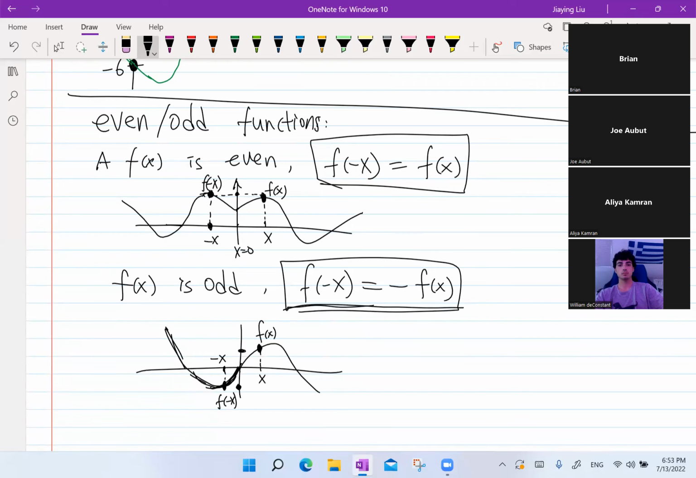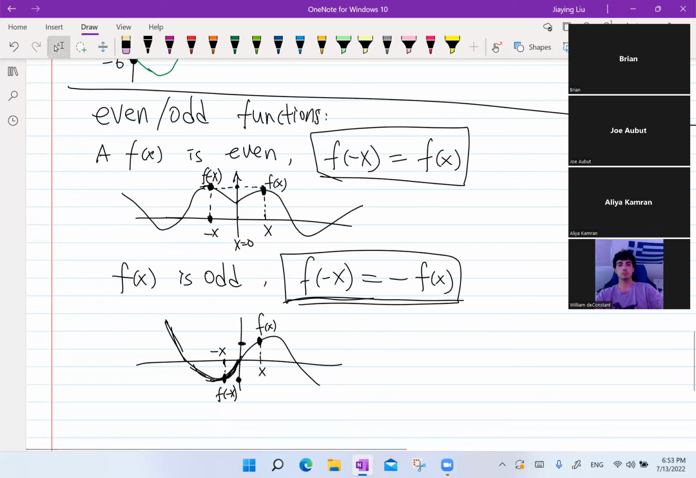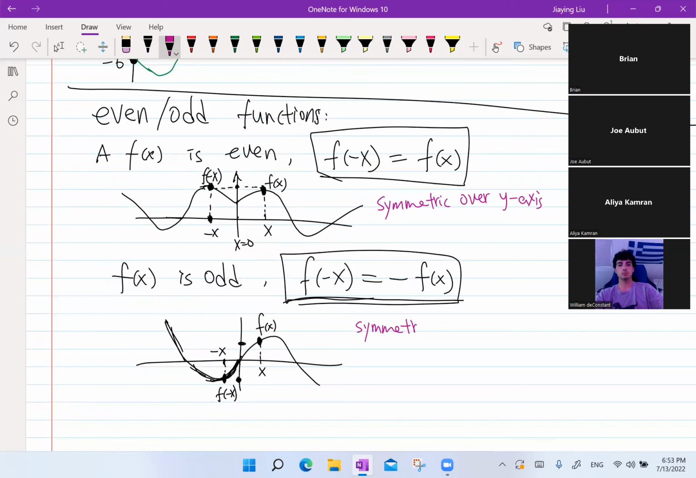And that's so for an odd function. So you can also think graphically: even functions are symmetric over the y-axis. And the odd functions are symmetric over the origin. Basically they have 180 degrees rotational symmetry about the origin.